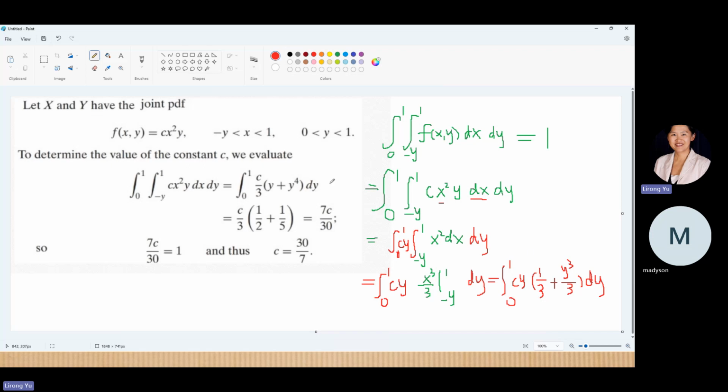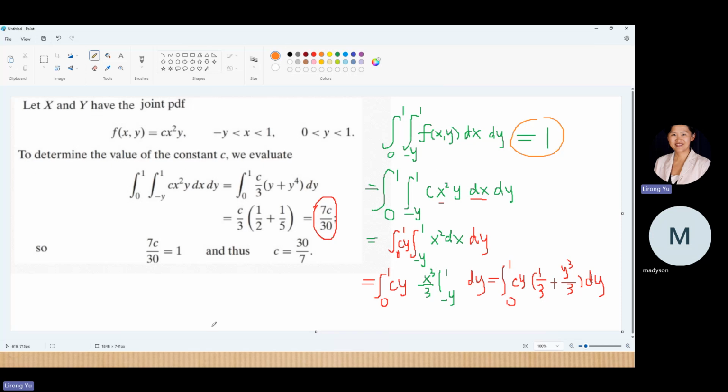The total integration after you finish ends up being 7c over 30. The c is a coefficient, and it has to equal 1. So here we have it equal to 1, but here we have it equal to 7c over 30. Therefore, 7c over 30 equals 1, so c has to be 30 over 7. So that's why we got the coefficient calculated. Any questions? So this is an example on determining a coefficient.